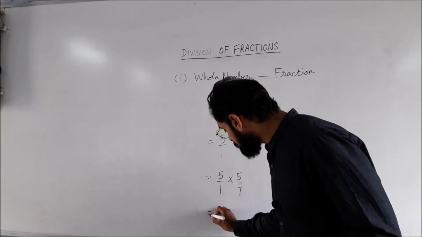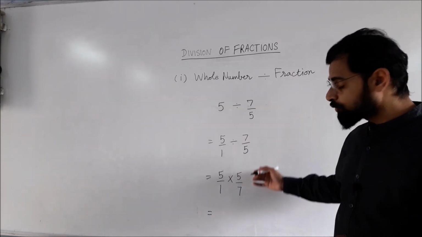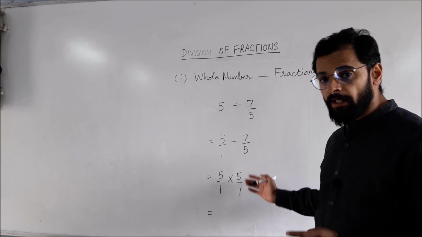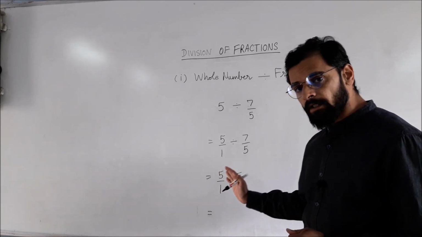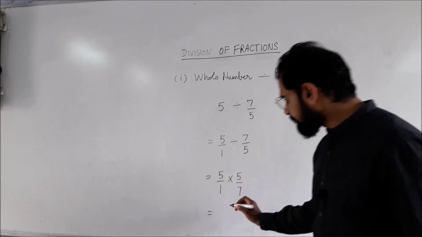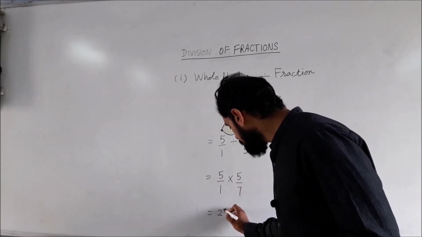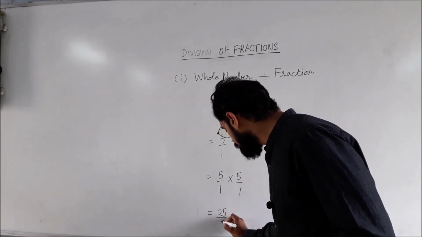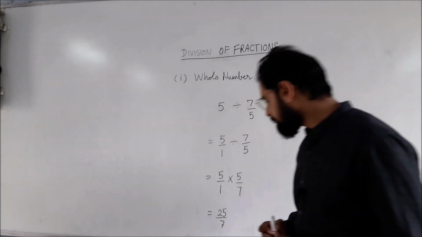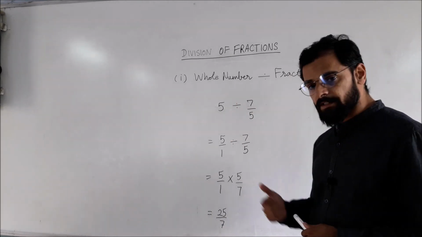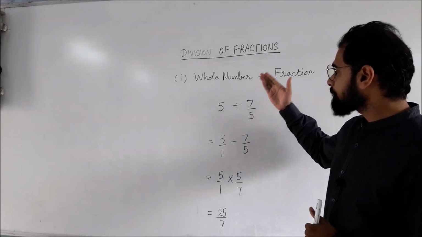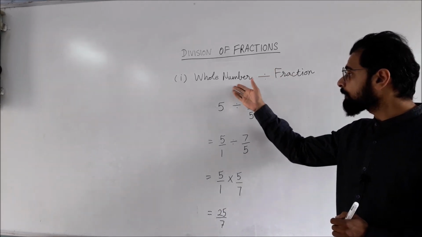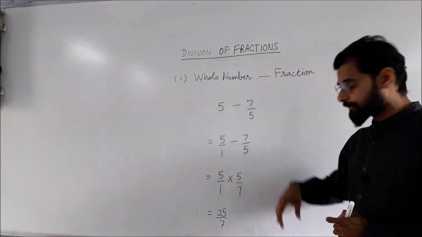Now this division problem has changed to a multiplication problem, and we know how to multiply two fractions, numerator with numerator and denominator with denominator. 5 into 5 is 25, 1 into 7 is 7. So your answer in this case is 25 over 7. This is the first case where we have seen how to divide a whole number with a fraction.